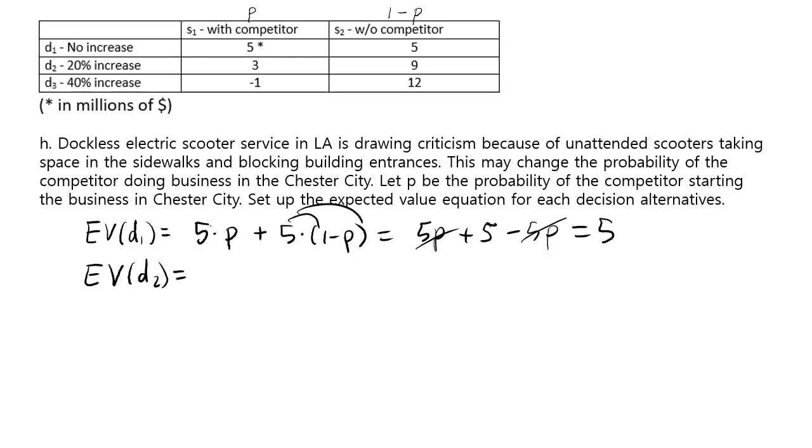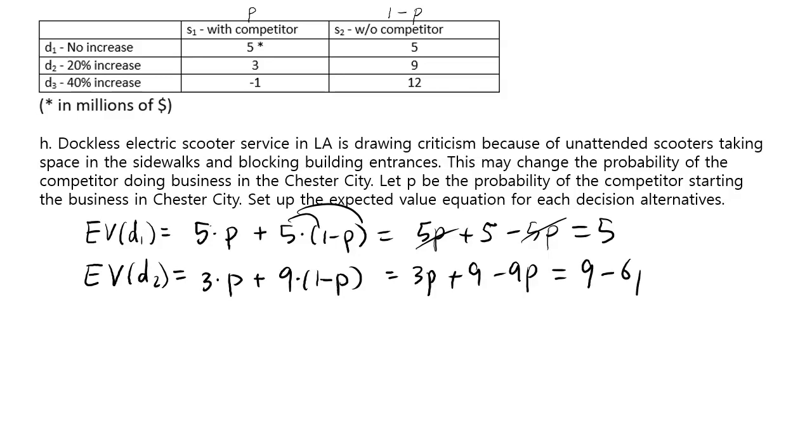So let's think about D2. In the decision 2 case, the outcome 3 has a probability of P, and the outcome 9, having $9 million, has the probability of 1 minus P. That's 3P plus 9 times 1, which is 9, and 9 times negative P, which is negative 9P. 3P and negative 9P are like terms. 3 minus 9 is negative 6, so you have 9 minus 6P. And as you can see, it does depend on P.